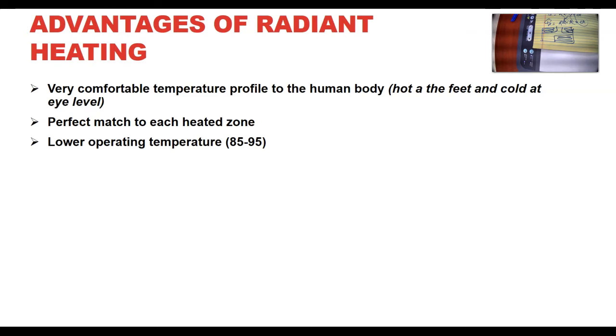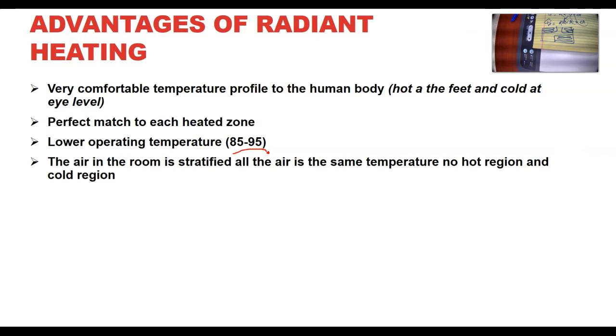The other advantage is that radiant floor heating systems operate at lower temperature, 85 to 95. That's much lower than a hot water system with baseboard radiators, where the water is heated to 180, or a steam system where you evaporate the water into steam. That's very low and very convenient, so you can use other sources for heat instead of gas or oil burners. The air in the room is not stratified, meaning there is no hot region or cold region. It's a uniform temperature throughout the room.